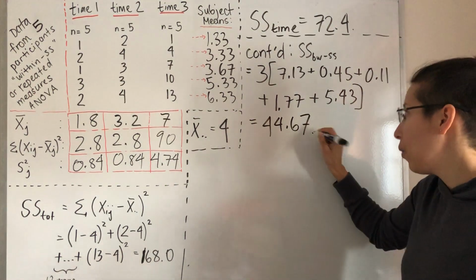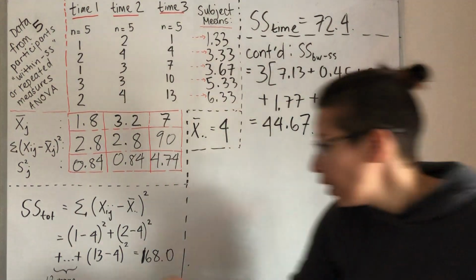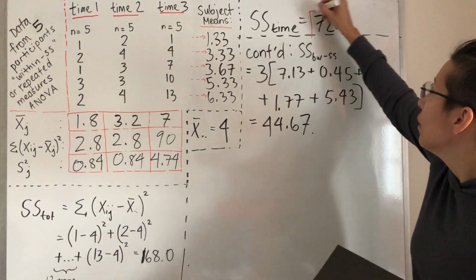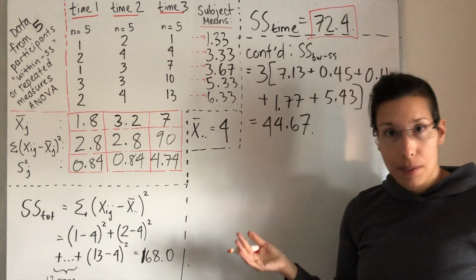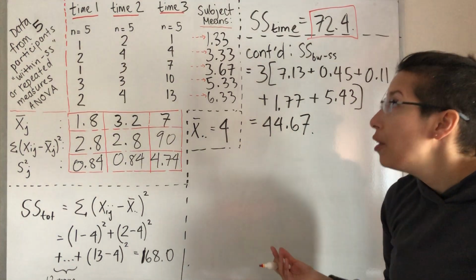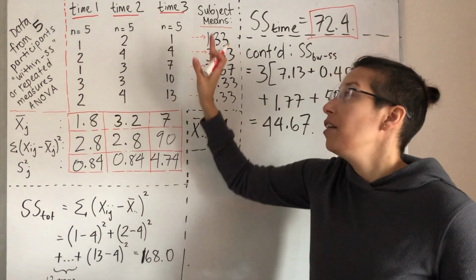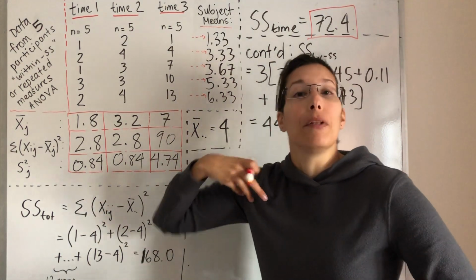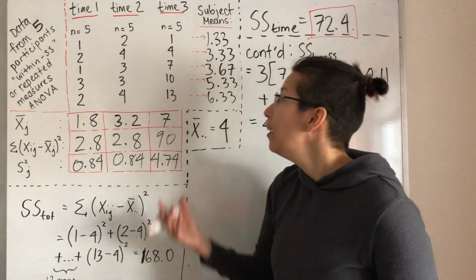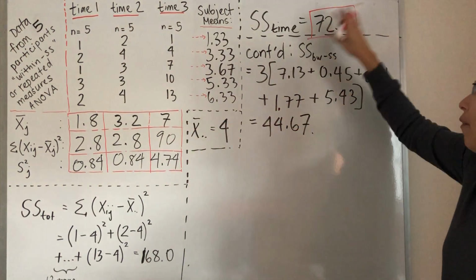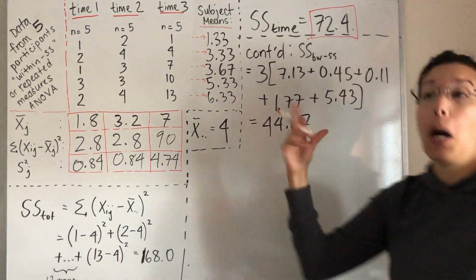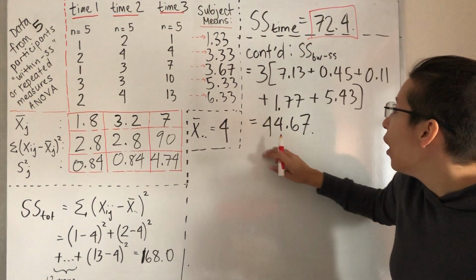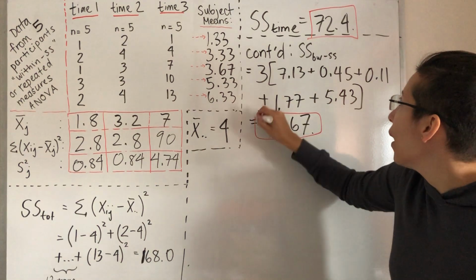44.67. Okay, that's helpful. Now we have a sum of squares that represents the variance that is due to the fact that we have these 3 different times, which was the way that we designed our experiment. So the manipulation that we made is responsible for this 72.4 amount of variance. It's a unitless quantity.